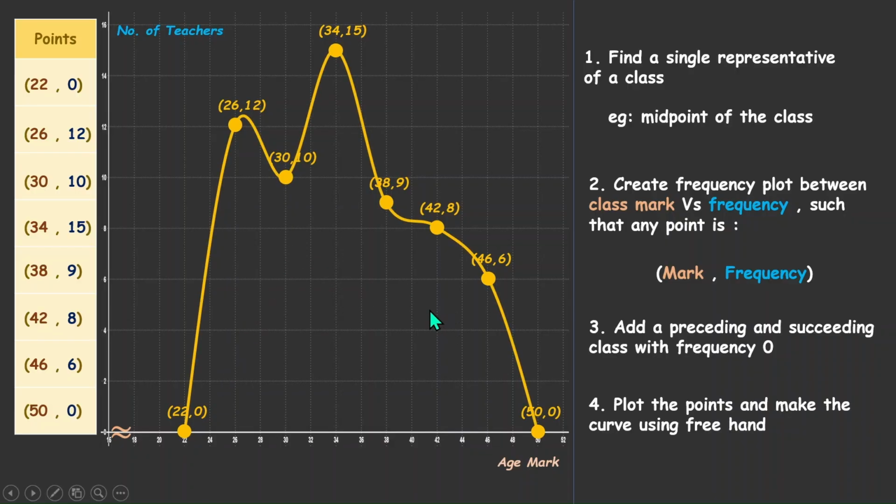So we get this. And this is it. This is how you create a frequency polygon with a freehand curve. So that's all about it.